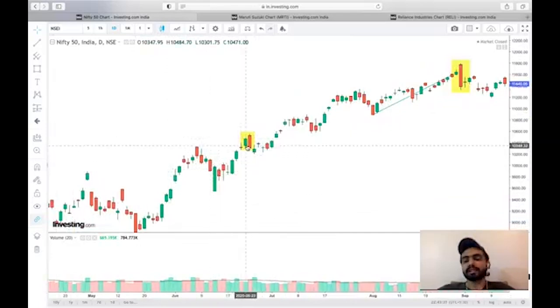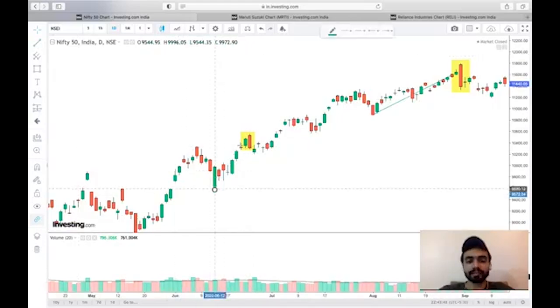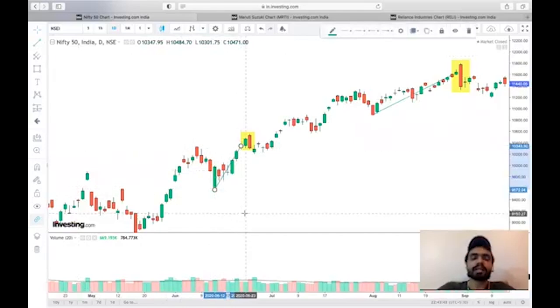Again, this is a bearish engulfing. How is this a bearish engulfing? Let's go through the criteria. The first criteria says that there should be an existing uptrend. So there was an existing uptrend in this case. Now let's talk about the second criteria. Second criteria was the confirmation day.